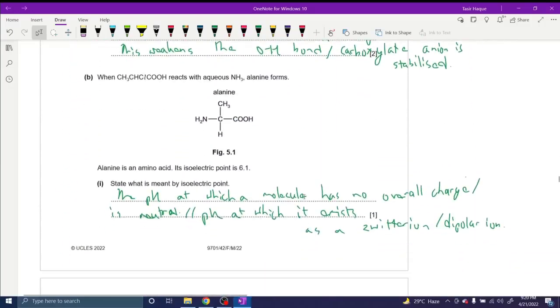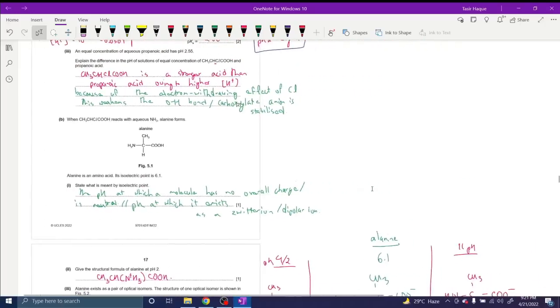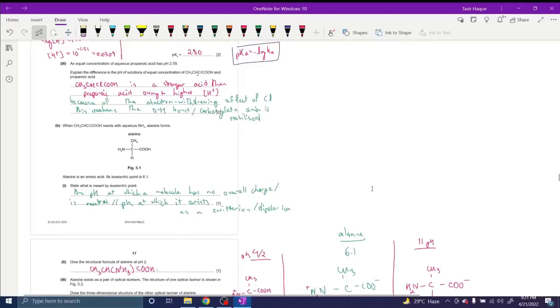So we have alanine, an amino acid. We get this when 2-chloropropanoic acid reacts with ammonia. Alanine is one of the 20 amino acids. Its isoelectric point is 6.1. What does this mean? It's the pH at which alanine exists as a zwitterion, or you could say it is the pH at which a molecule has no overall charge or becomes neutral. Is that clear?